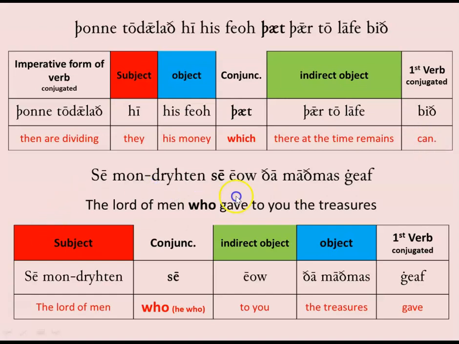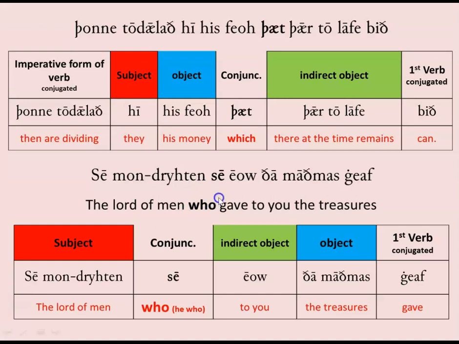Se mon duruchten se eo tha mathmas yef. The Lord of men, who gave to you the treasure. So say here the masculine demonstrative is representing not he, but, well, it is a he, Lord of men, but who. Okay, in this case it stands for the relative particle, so it's introducing the relative pronoun, and the appropriate translation is who. You just have to be aware of that.